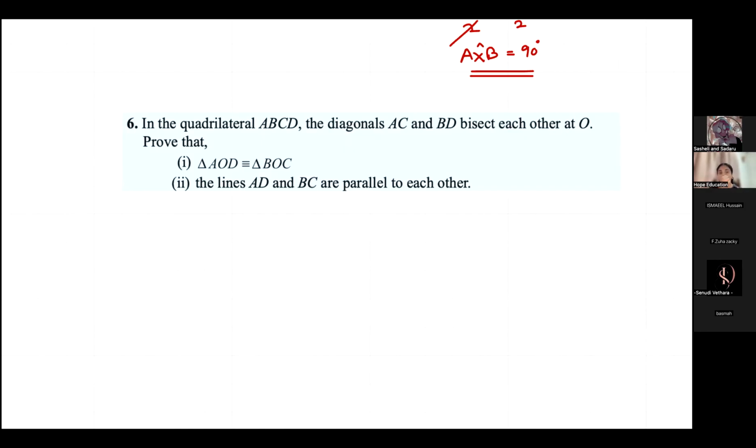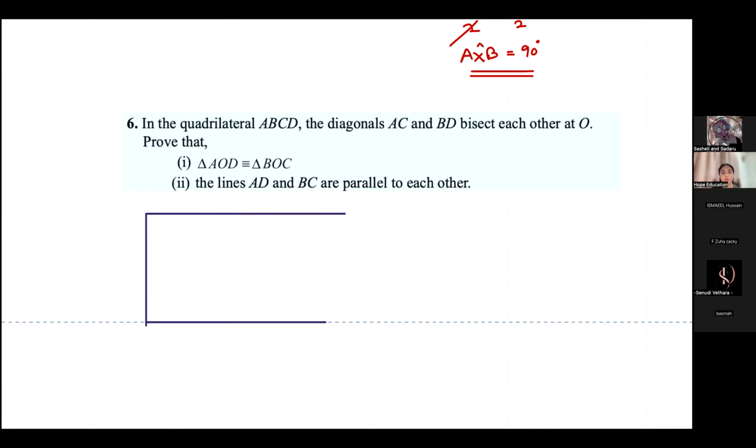In the quadrilateral ABCD, diagonals AC and BD bisect each other at O. Now, we don't have a diagram, so of course we have to draw one. Quadrilateral means any closed shape with 4 sides. They have not said whether it's a parallelogram or a rectangle or what. They have just said quadrilateral.